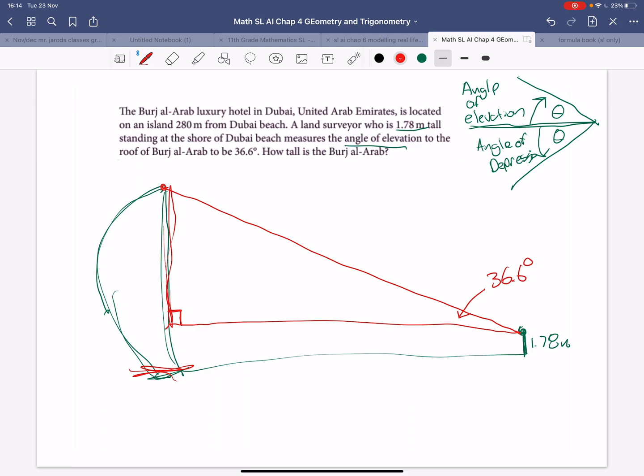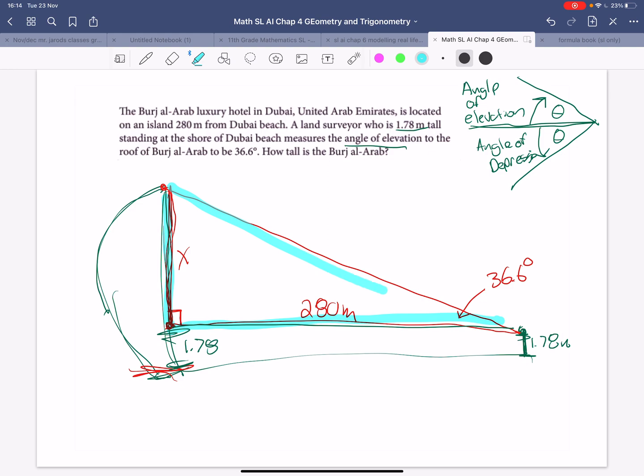Okay, we know the distance from this man to the building is 280 meters, and we're trying to figure out how tall it is. So what we're going to do is figure out how tall this is, and then we know because this guy's 1.78 over here, this little bit right here is 1.78 because this is 100% horizontal. Okay, so do you see the right triangle? Hopefully you do.